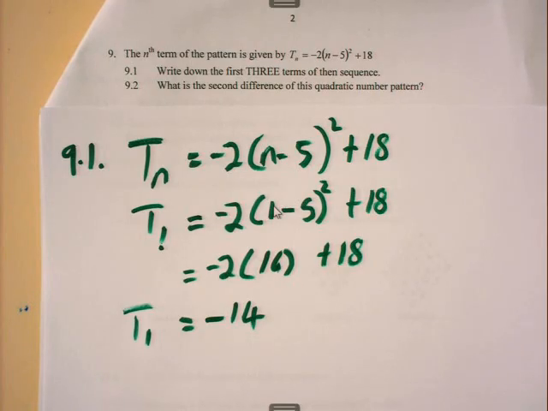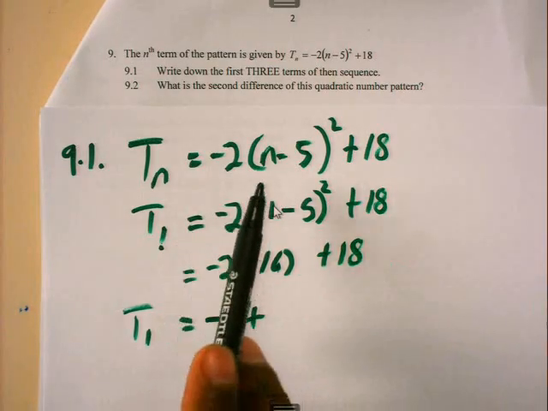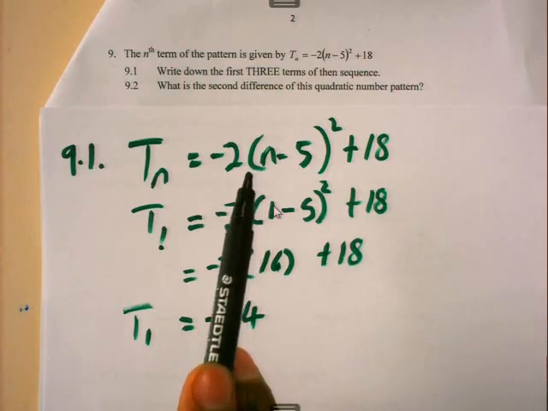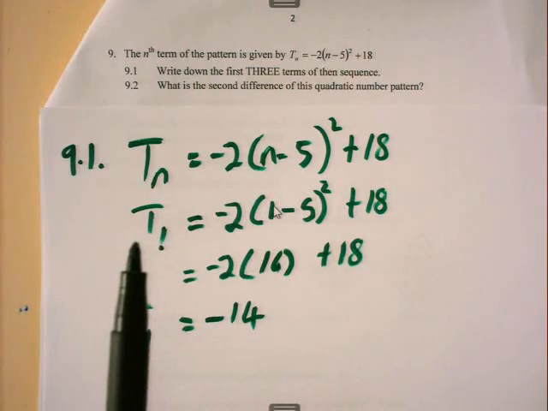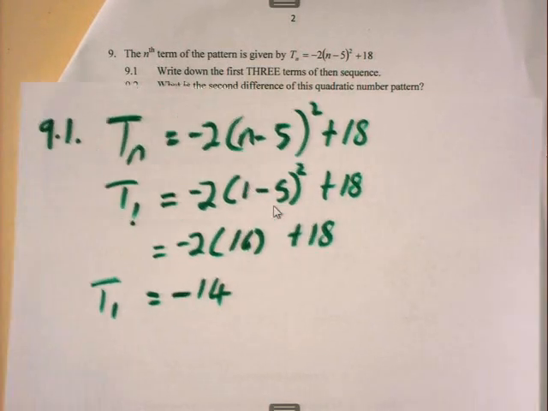I hope it's clear. You substitute n by 1. That's how we determine the first term. Let's determine the second term.